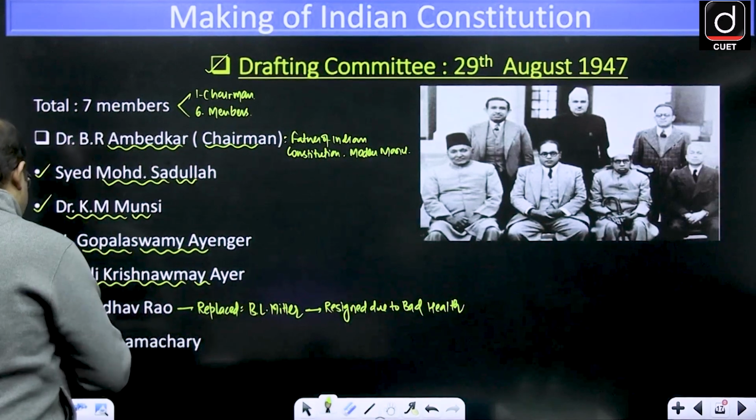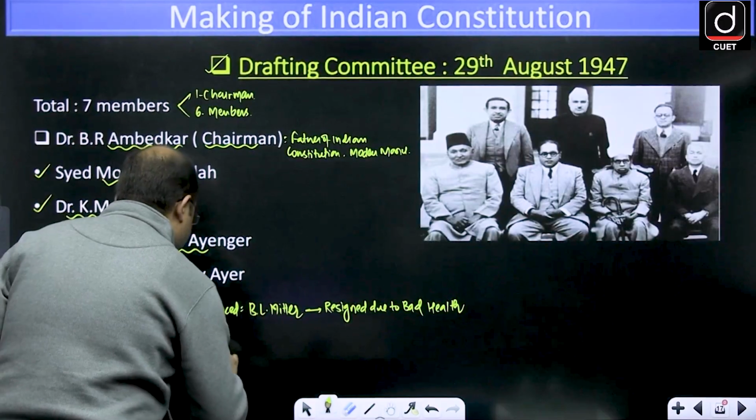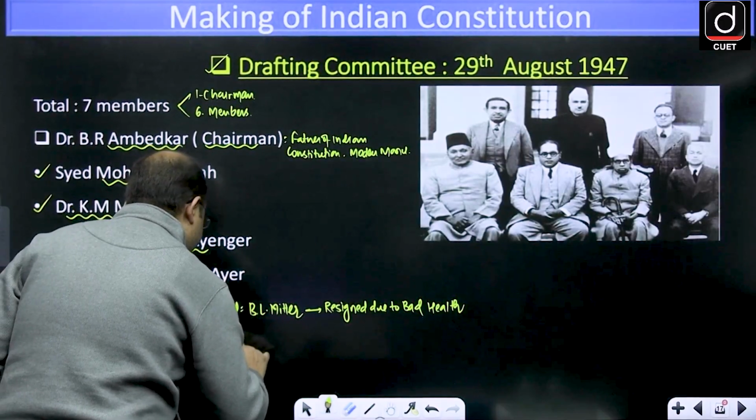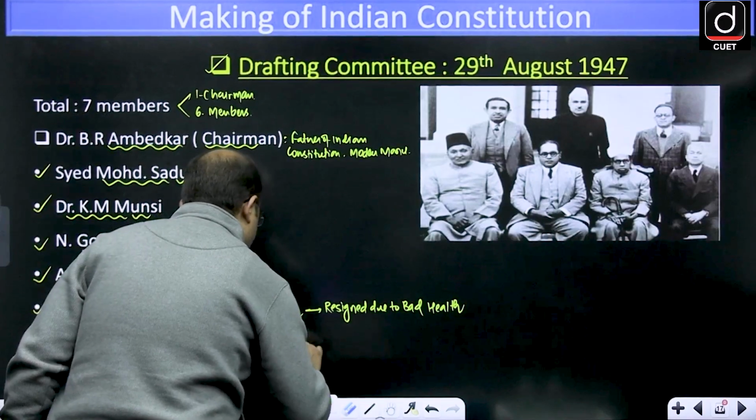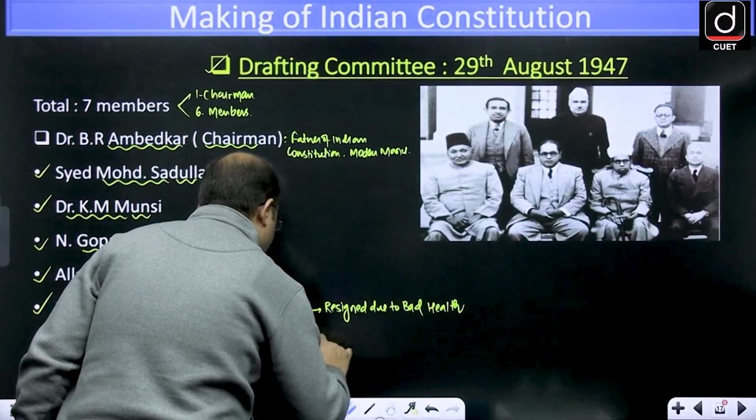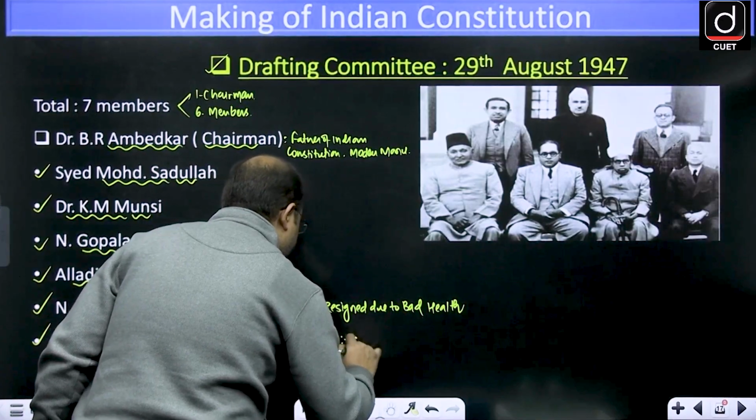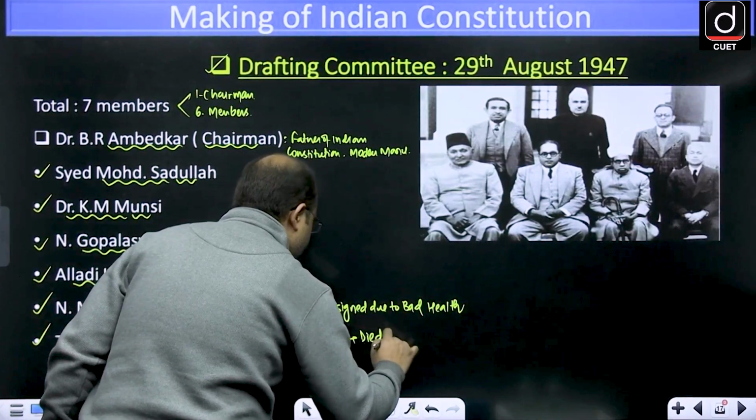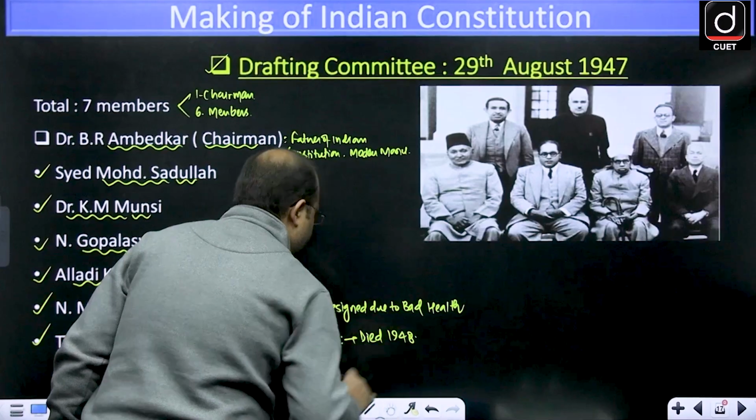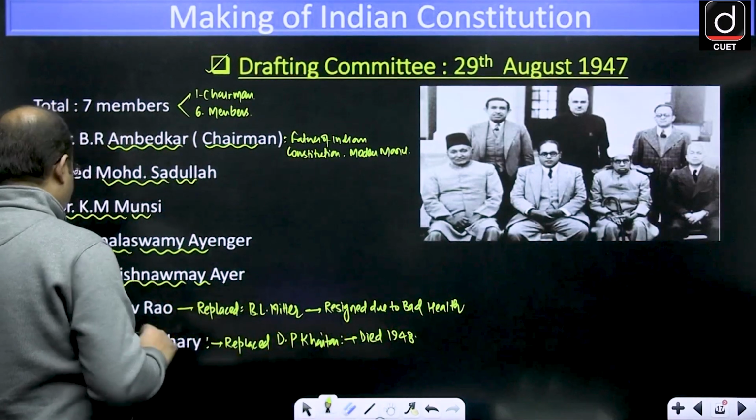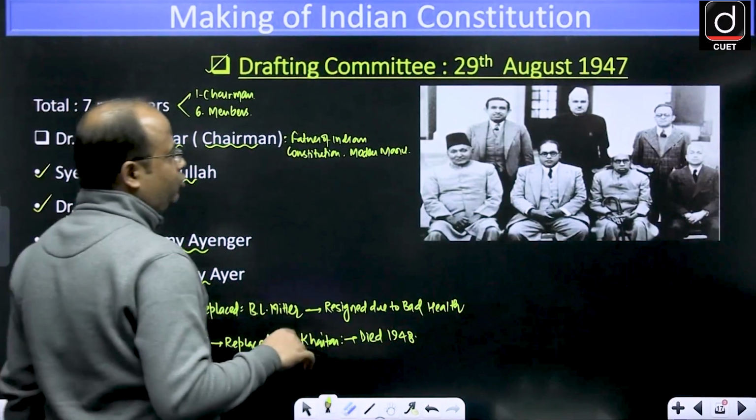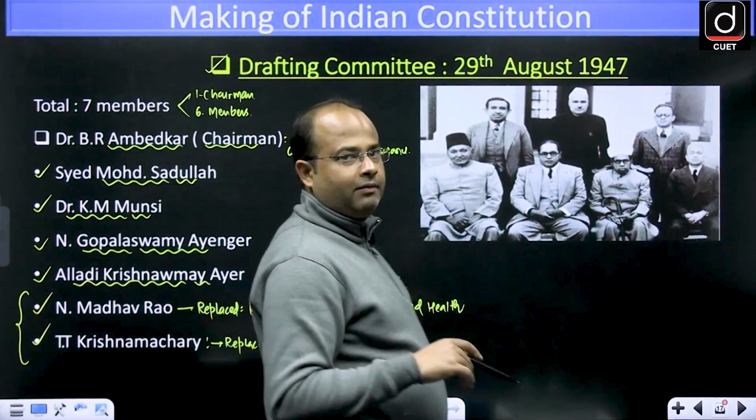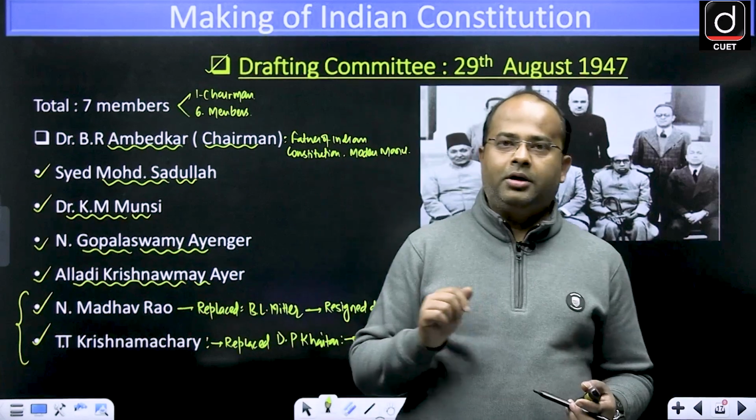And next is T.T. Krishnamachari. T.T. Krishnamachari replaced D.P. Khaitan, because D.P. Khaitan died in 1948. So these two were replacements and the rest of them were the original members of the Drafting Committee.